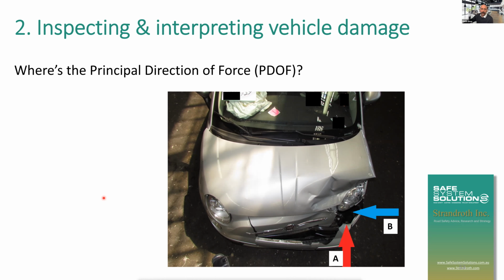So I think we've got a poll on this one, do we? I think we do have a poll. Red arrow or blue arrow? I'm going to launch that, and while people have a look at that, which arrow, A or B, indicates the principal direction of force?